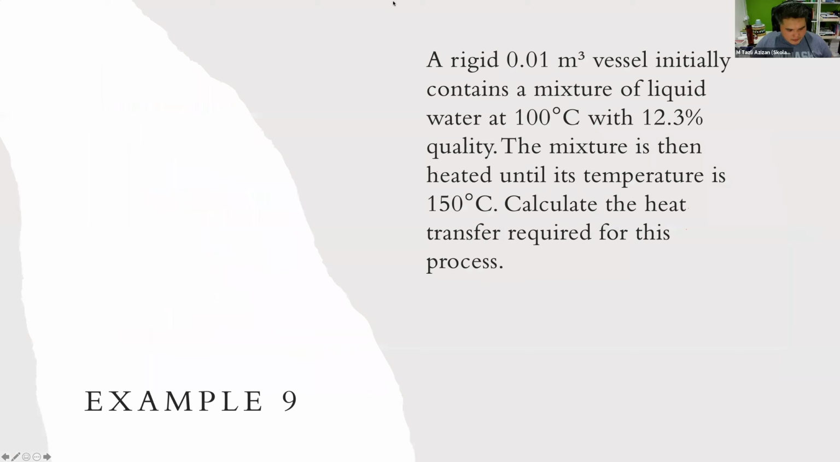Another example that I would like to share with you is example 9. A rigid 0.01 meter cube vessel. When we see the word rigid, we already know what kind of process this is. It is isochoric, which means that the volume does not change. The volume V1 and V2 are the same here.